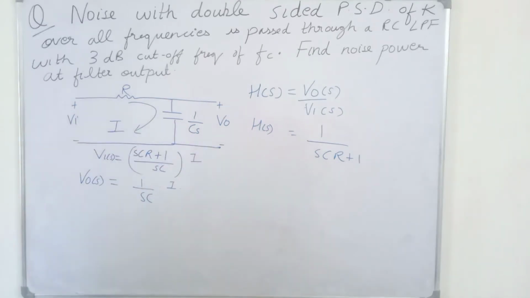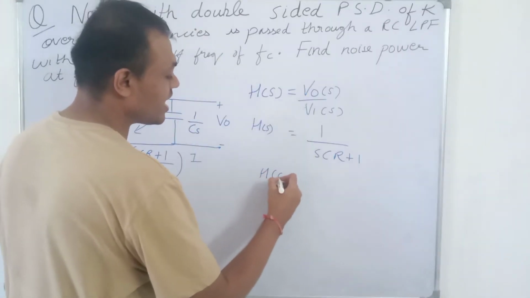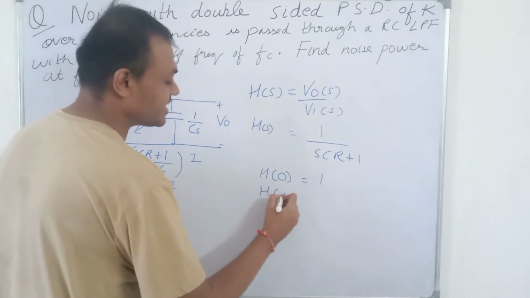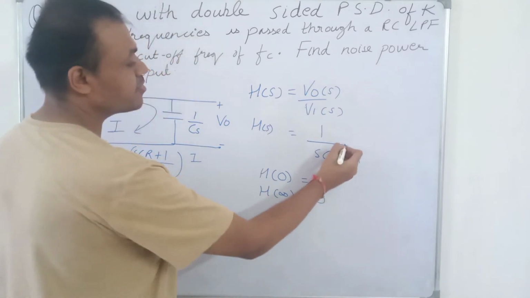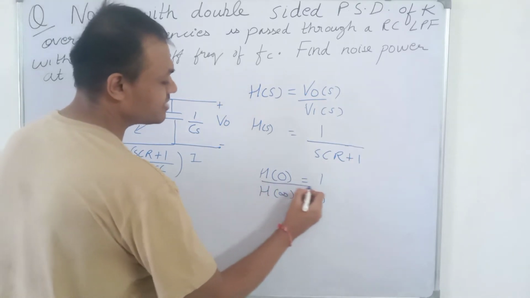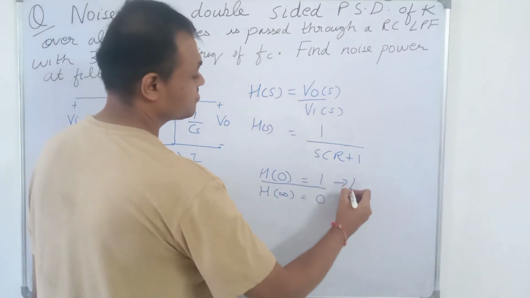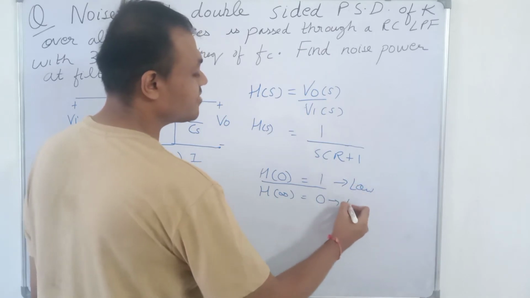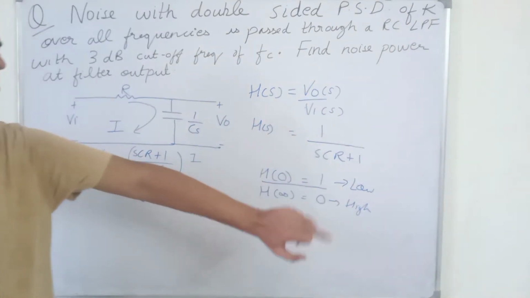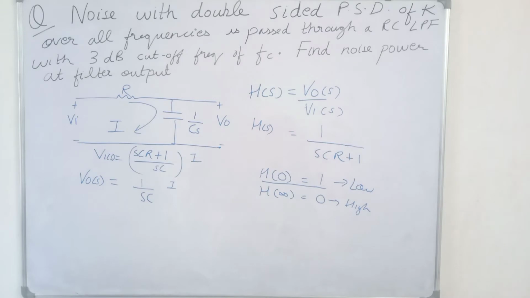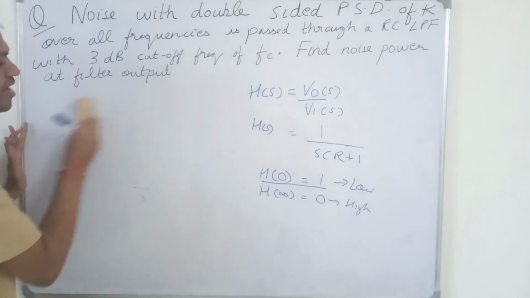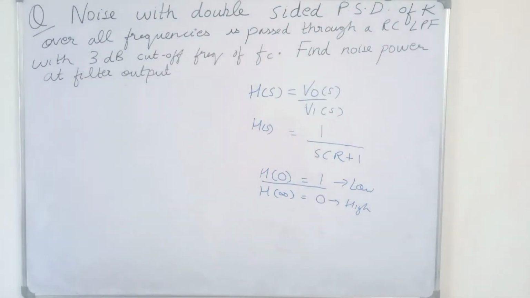If you put S equal to 0, then the transfer function is equal to 1, or gain equal to 1, and if you put S equal to infinity, then it will be equal to 0. Putting S equal to 0 gives the low frequency response, and S equal to infinity gives the high frequency response. So at low frequency gain is 1 and at high frequency gain is 0. So obviously it is a low pass filter. We have found the transfer function of the RC low pass filter.